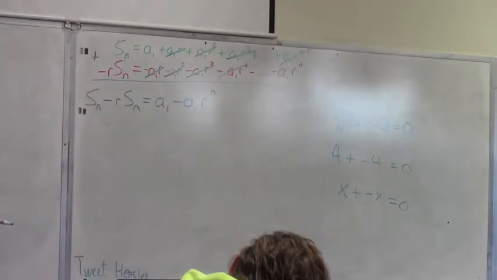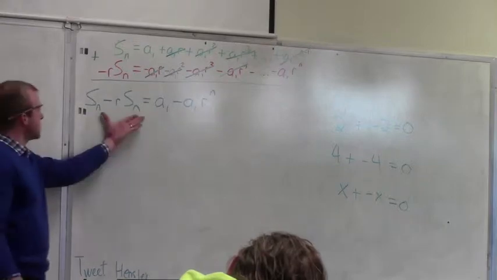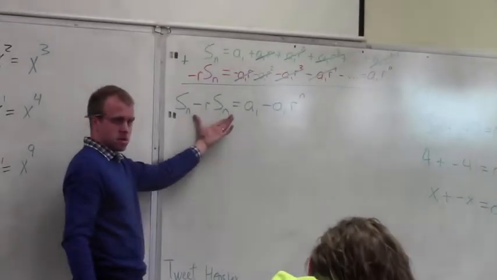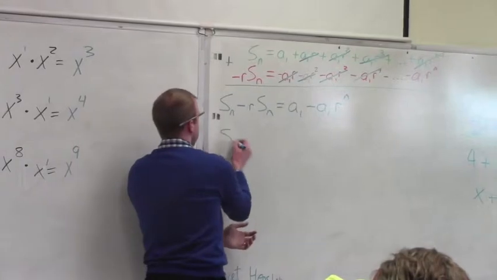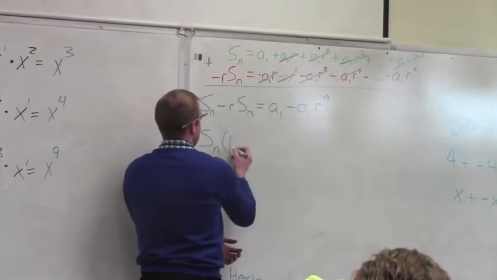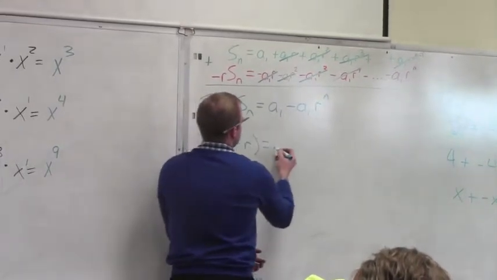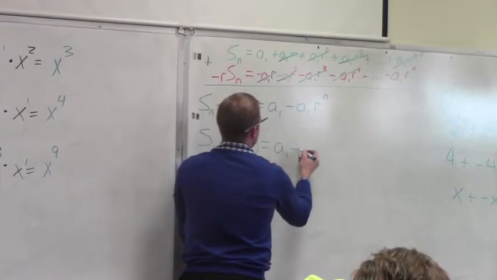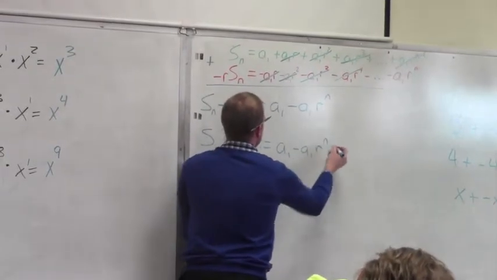Okay, we're almost there. We're going to do a little bit of factoring and then we're done. Okay, what's the greatest common factor here? S sub n, so bring that in front. You guys are good at this. So S sub n and 1 minus r equals a sub 1 minus a sub 1 r to the nth.